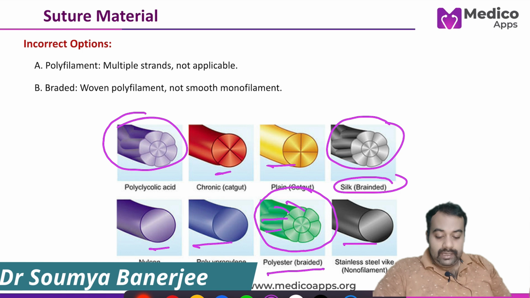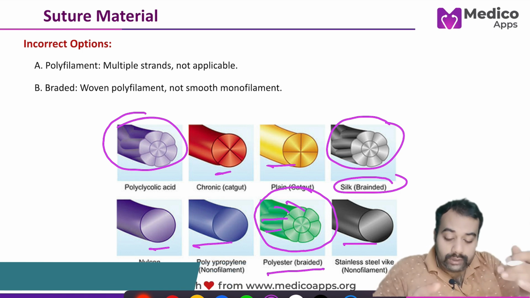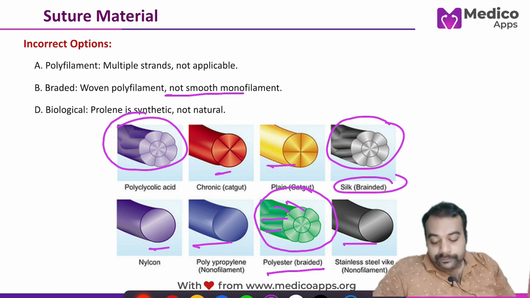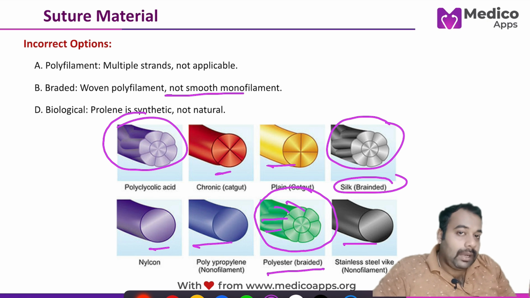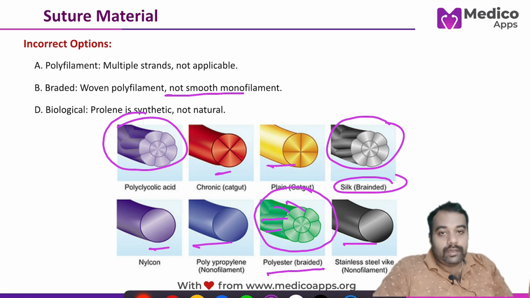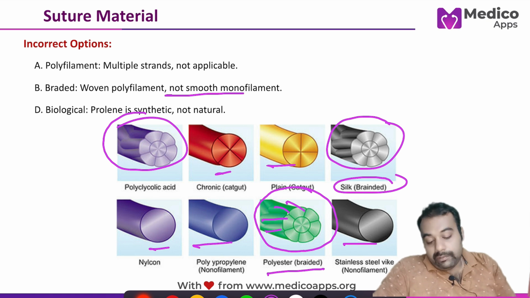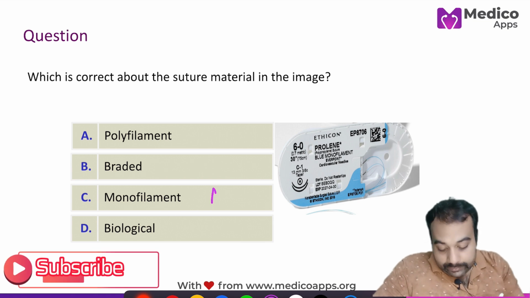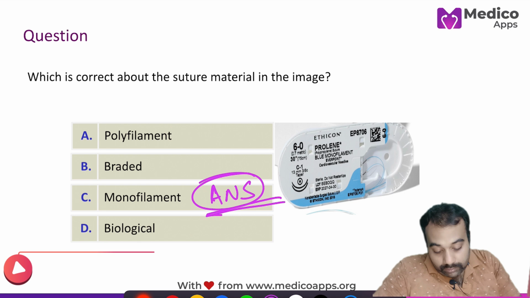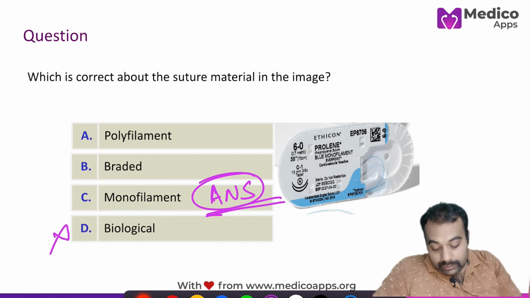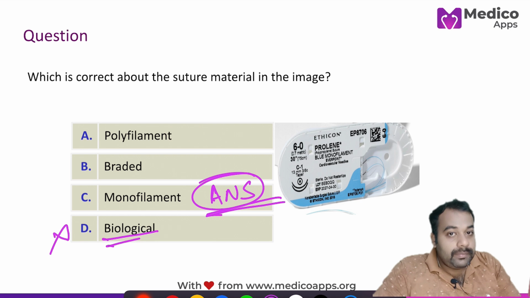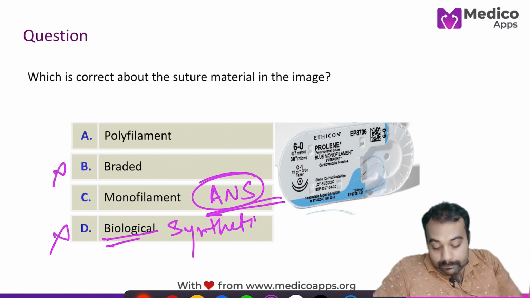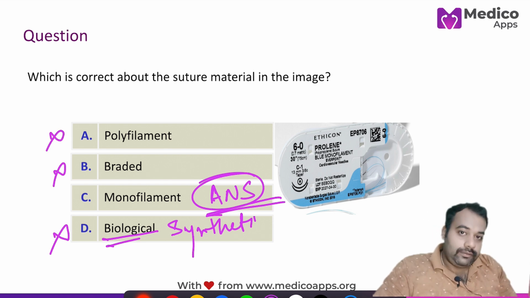Braided means a woven polyfilament, so it's not smooth in nature. And biological, it's again not biological. Polypropylene is a synthetic material and non-absorbable, so the answer is monofilament. Biological is not going to be the answer, as it's a synthetic one. Braided is also not going to be the option, and polyfilament is not going to be the option.